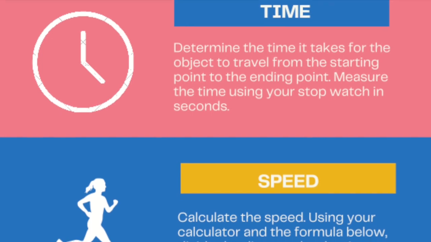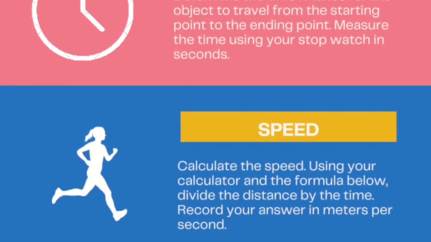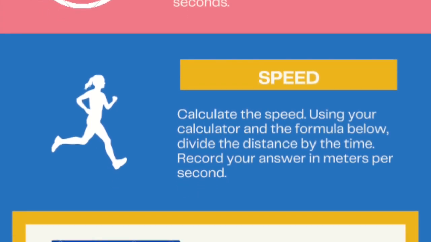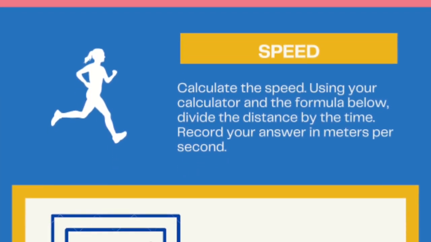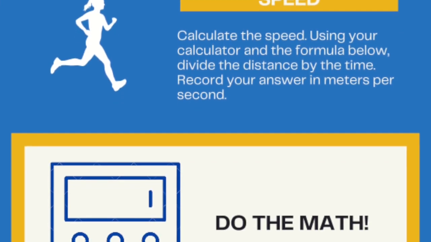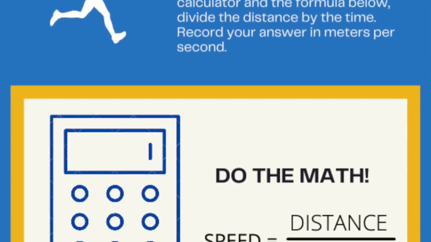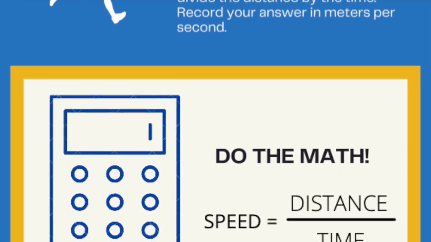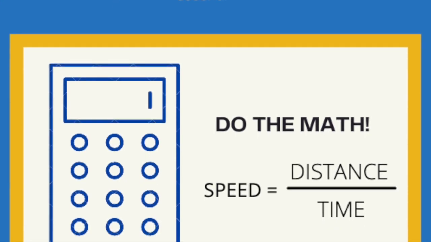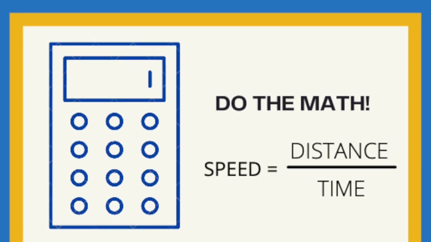To calculate the speed, you are going to take the distance and divide it by the time. The distance will be measured in meters, and the time will be measured in seconds. So we'll have a given number of meters divided by a given number of seconds, and this will give us the speed of the object in our unit of meters per second.